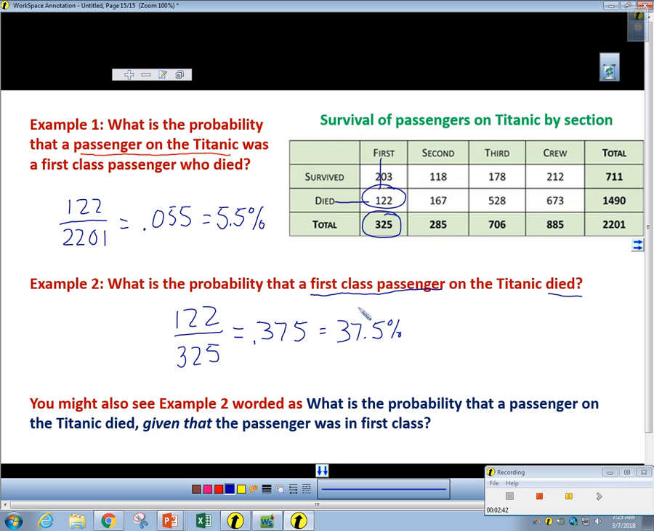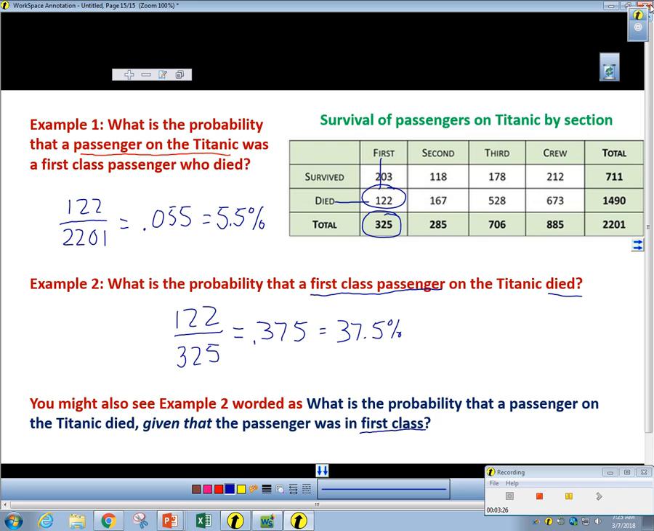One important note, sometimes you'll see something like example 2 worded a little differently. So they might start out, what is the probability that a passenger on the Titanic died? That kind of gives the impression you're talking about everybody, but then it adds this phrase, given that the passenger was in first class. That little phrase, given that, tells you that you're only dealing with the first class group. So you do the same thing we did right here. You start with first class, see how many you have, and that's your bottom number. So hopefully that makes sense. Those are kind of the two types of problems you get when you're doing probability with a table.